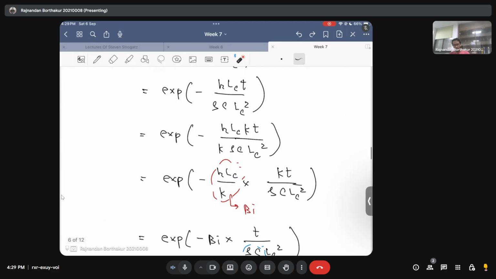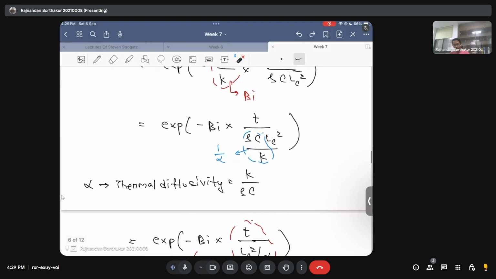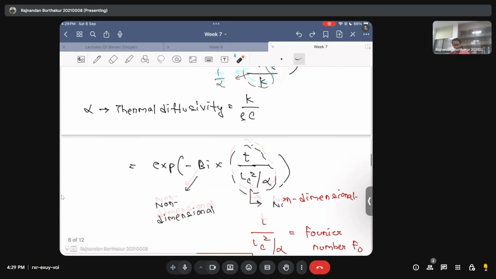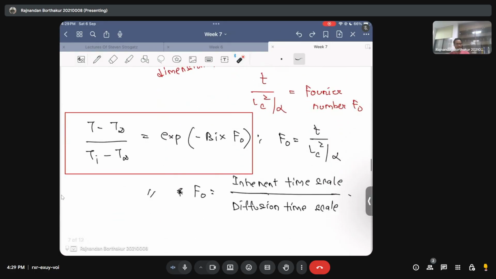And then we say that this can also be equivalently written in terms of this Biot number times the Fourier number. And then we saw that this Fourier number is essentially the ratio of two time scales, which is the inherent time scale and the diffusion time scale. And we equally argued that the lumped capacitance model is valid for the case when Biot number is less than 1.